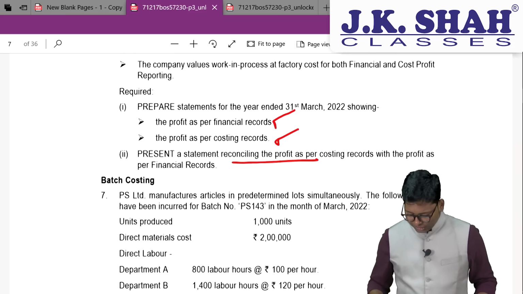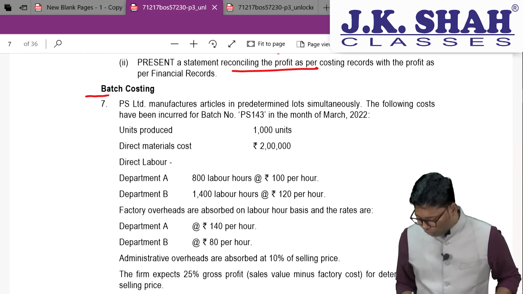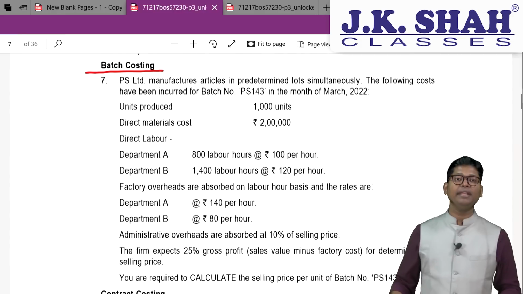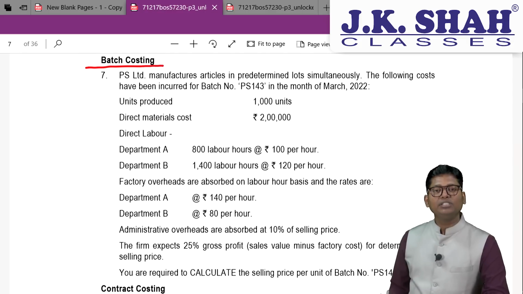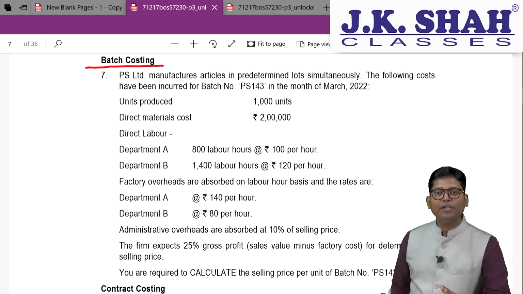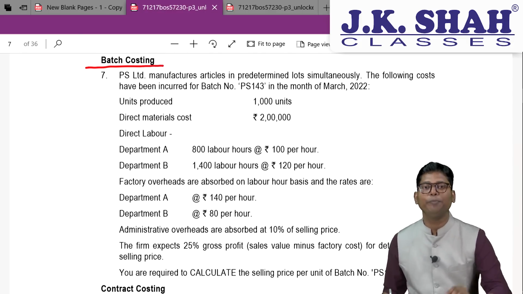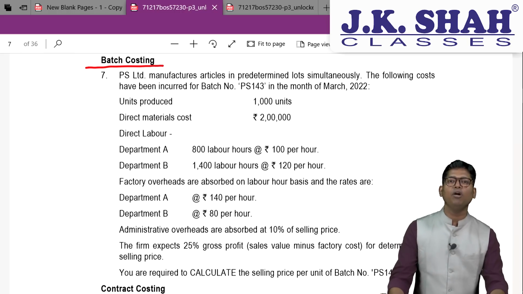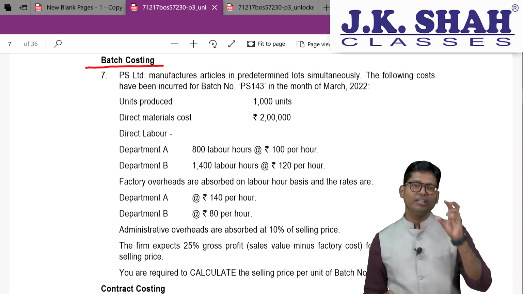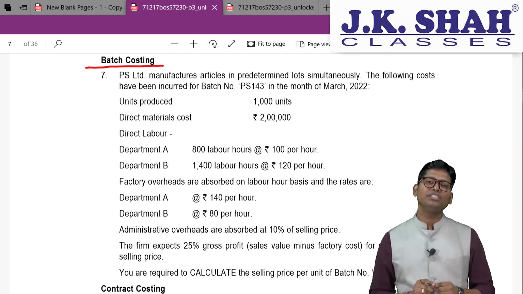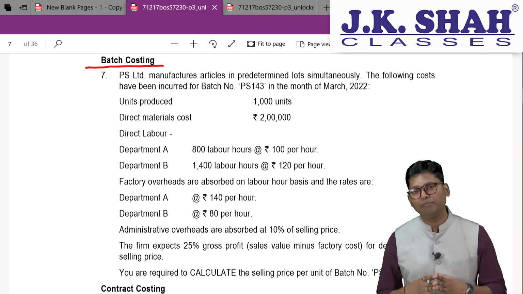If you check, the next question is again simple, related to cost sheet format only, but this question is from the batch costing chapter. PS Limited manufactures articles in predetermined lots simultaneously. The following costs have been incurred for batch number PS143 in the month of March 2020. The given information is related to a single batch, and the number of that batch is PS143, and this expense has been incurred only in the month of March.